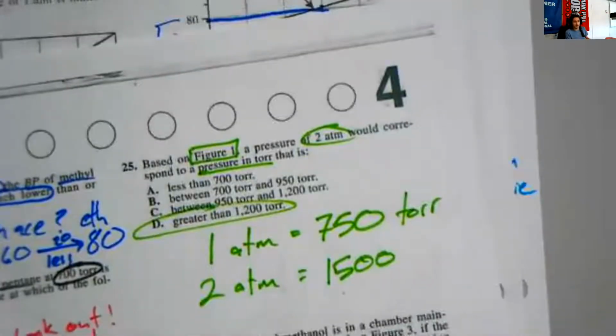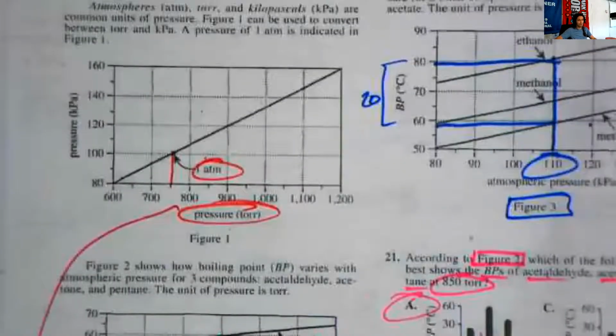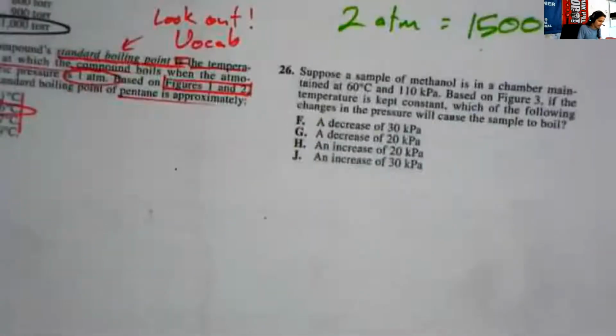That's a really simple question. If you got the last one right, if you get 24 right, you're almost assuredly going to get 25 right. Easy question. I mean, really, if you see this and say, oh, 1 is 750, I can multiply by 2. That ain't hard. All right, now number 26 here.